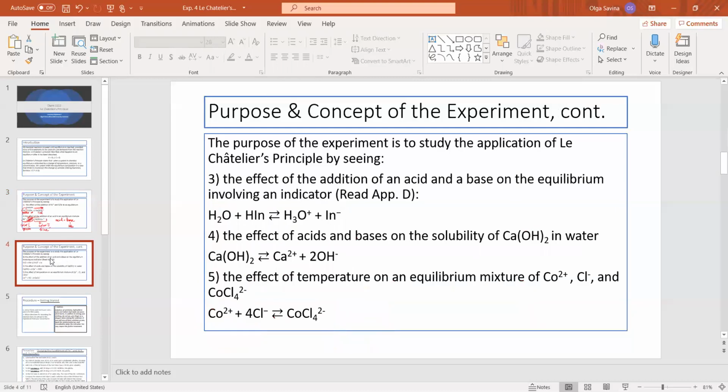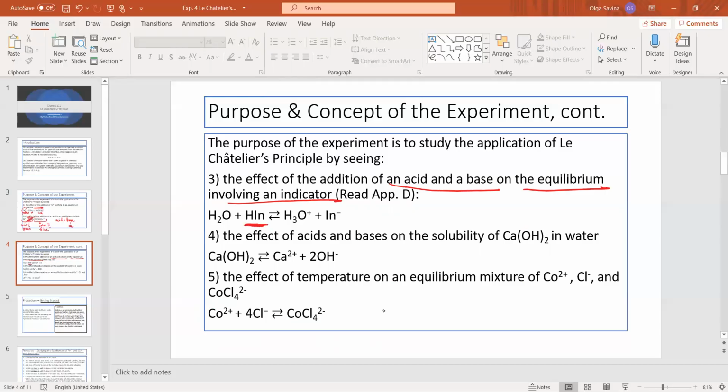Okay, let's discuss the next reaction. The next reaction is the effect of an addition of an acid and a base on an equilibrium involving an indicator. Regarding indicators, I'm asking you to read Appendix D, where it is explained very clearly and briefly. But we will work with methyl orange. Methyl orange is an acid-base indicator, which is actually a weak acid, this one.